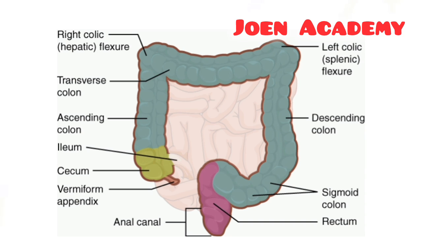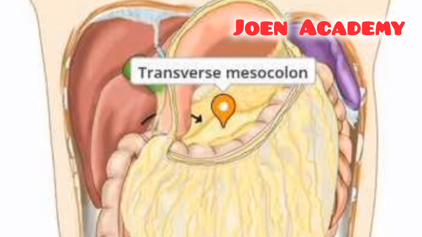Unlike the ascending colon, the transverse colon is intraperitoneal. It is suspended from the posterior abdominal wall by a fold of peritoneum called the transverse mesocolon. This mesentery allows for considerable movement. Its length can vary significantly, often between 40 to 50 centimeters.